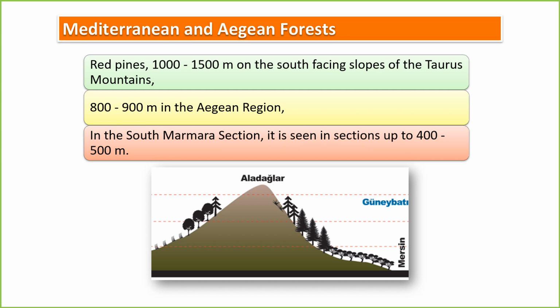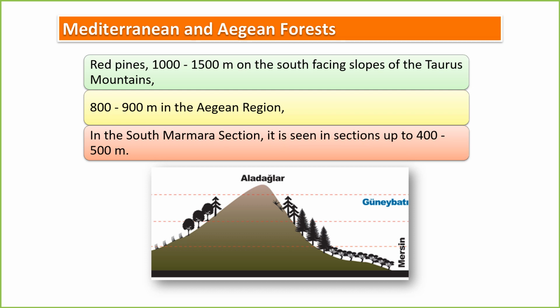The specific orientation of the slopes and the elevation contribute to the favorable conditions for red pine growth in this region. 2. Aegean region, 800 to 900 meters. Within the Aegean region, red pine forests are found at altitudes ranging from 800 to 900 meters. The environmental factors, including climate and altitude, in the Aegean region create suitable habitats for the growth of red pine trees.